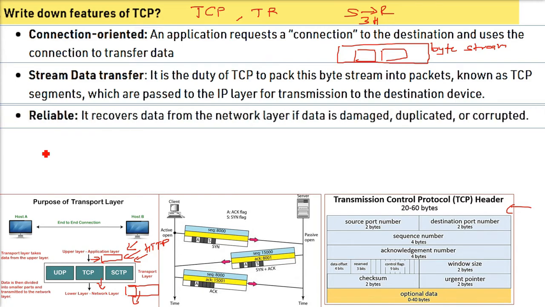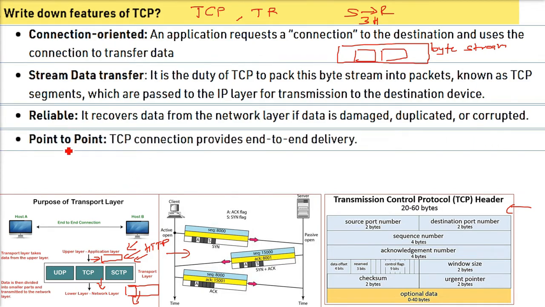The important part of TCP is reliability. Reliability is achieved through acknowledgement and retransmission. So a TCP segment has to get an acknowledgement. If you are not getting an acknowledgement, there will be retransmission. If some error is there, retransmission. It recovers data from the network layer if the data is damaged, duplicated, or corrupted.